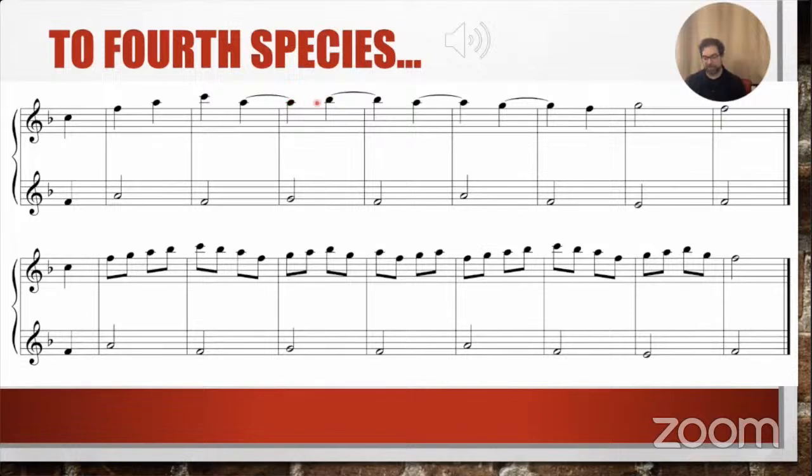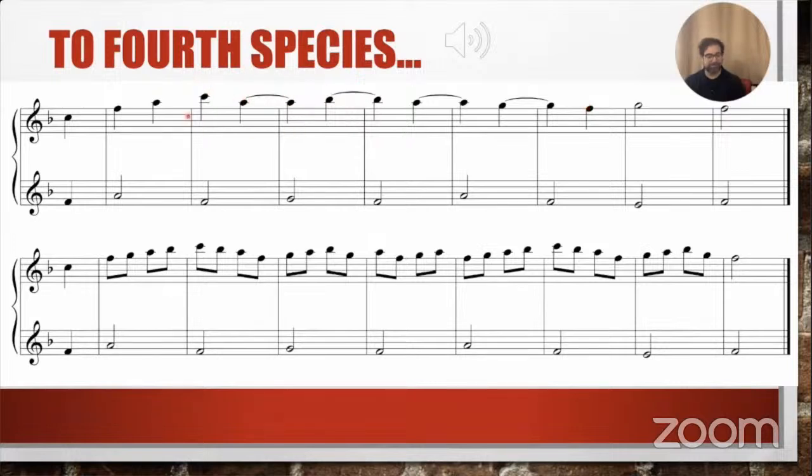Typically a suspension, always a suspension, has to resolve down. So this is an example of kind of a compositional technique, because what did we have here? This A was kind of being prolonged. So we kept that in order to prepare this B flat, which is now a consonance. This here is actually a fourth, a perfect fourth. They consider that a dissonance, and it resolves down to a third. So from here to here, this actually works really well as a fourth species solution.